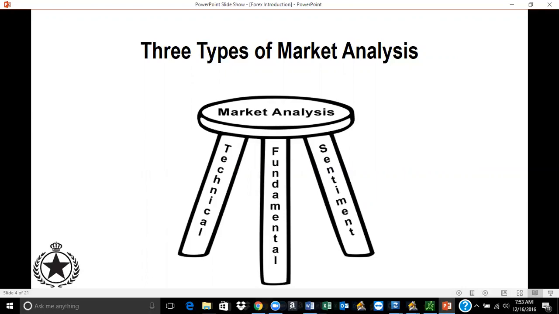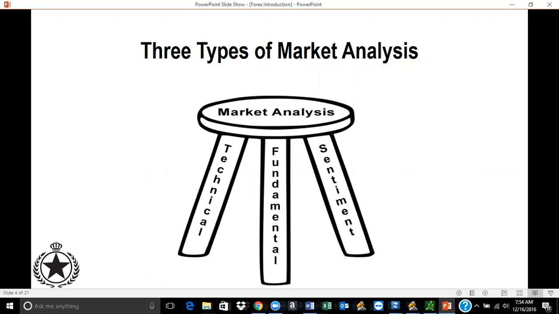Sentiment will tell me in trading terms what's going on in this market. Is it trending? Is it ranging? We'll get into that in a second, but is this market trending? Is it ranging? Is it at the beginning of a trend? Is it at the end of a trend? That's what I mean when I say market sentiment.